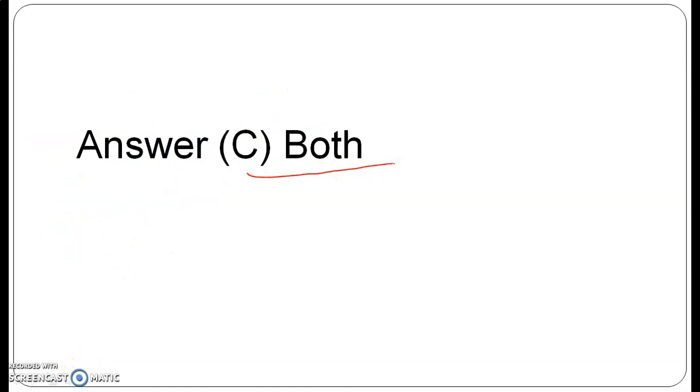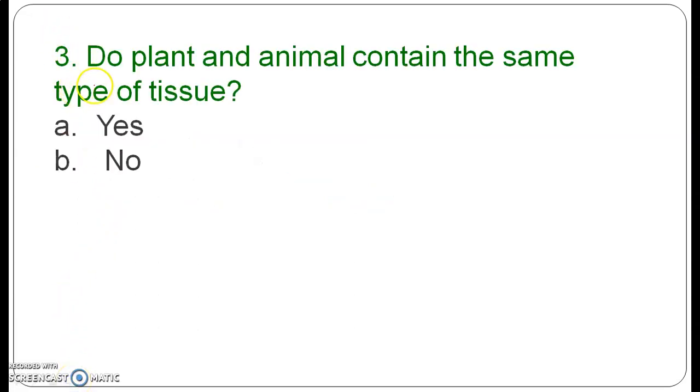Certain tissues are specialized to perform particular functions, but in the body of plants and animals, we also observe certain tissues which are able to perform multiple functions. We'll discuss that in the chapter in detail, don't worry. Moving forward, we have the third question. Do plants and animals contain the same type of tissue? And your options are yes or no.